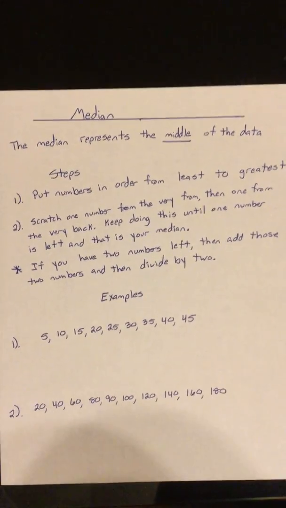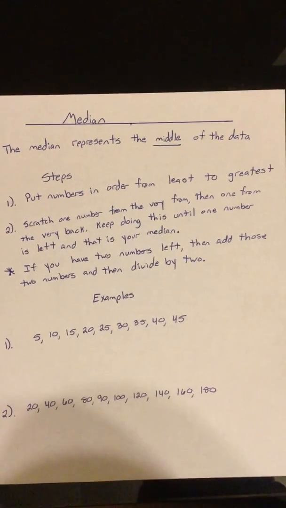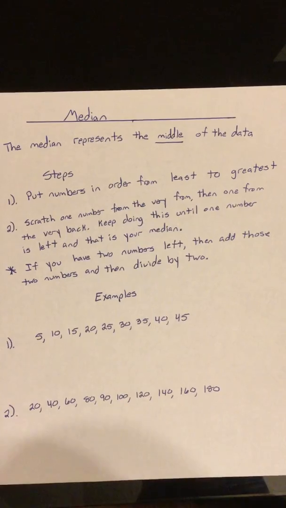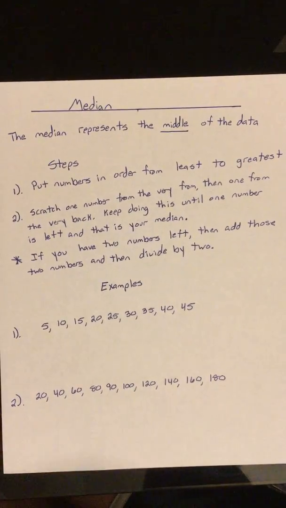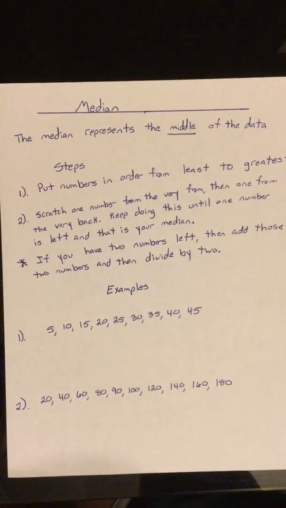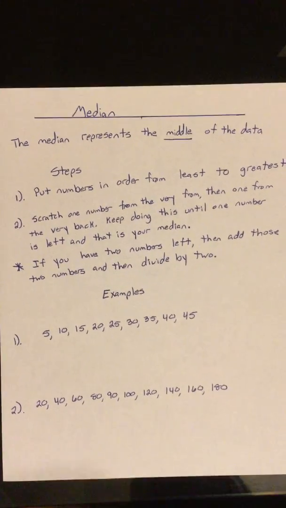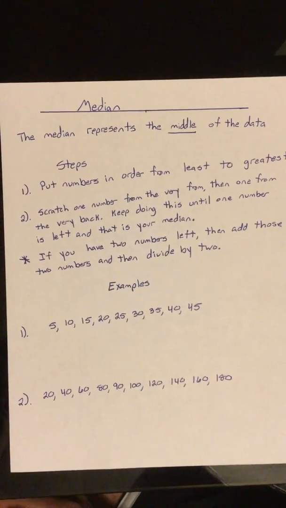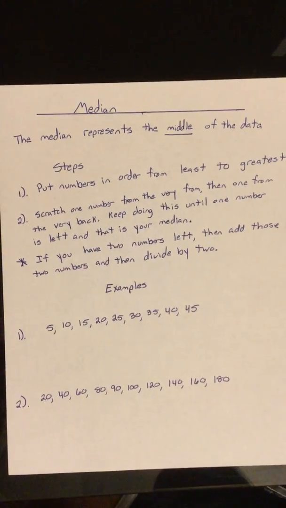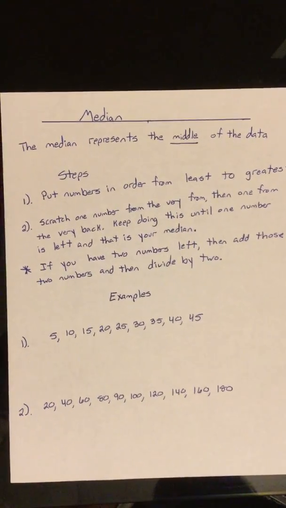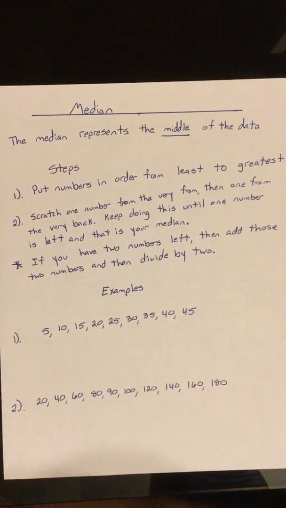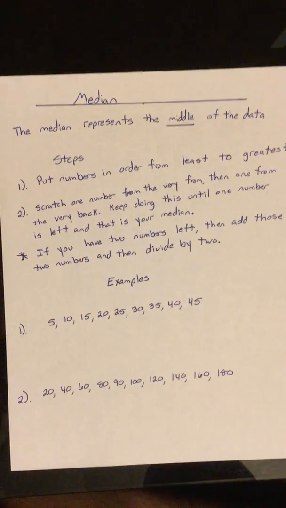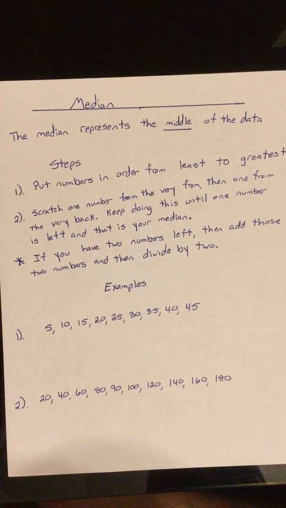Now there are a couple of steps you need to do. The first step is always to put the numbers in order from least to greatest. You have to do that first step. Now the second step I do differently than some teachers. I scratch one number from the very front, then one from the very back, and I alternate this until I'm left with one number. Now if you have two numbers left, then add those two numbers and divide by 2.